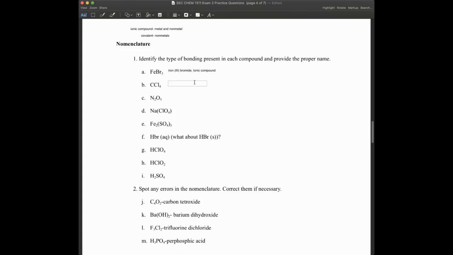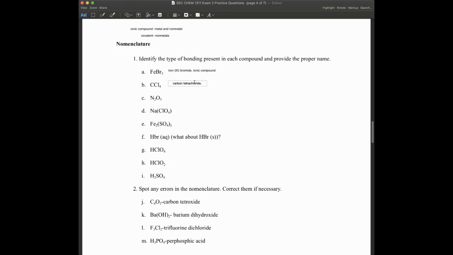Yeah, so the correct answer is carbon tetrachloride, because notice when we have two nonmetals, you want to add the prefixes to them. Because this is a covalently bonded compound, you want to name first the carbon, and then the chloride, but also add the prefixes in front of the Cl, because this is the rule for naming covalently bonded compounds.